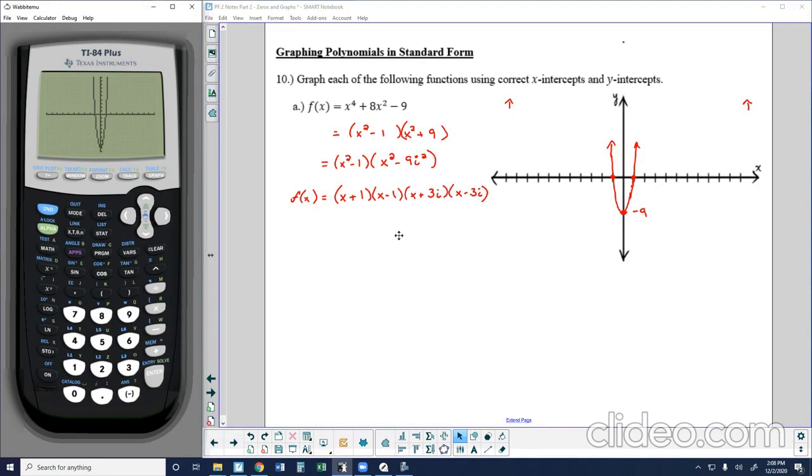This is a good place to stop for today. So when we return, or when we get another video, we're going to continue working on graphing functions, polynomials in standard form. And then we're going to look at some applications of polynomials.